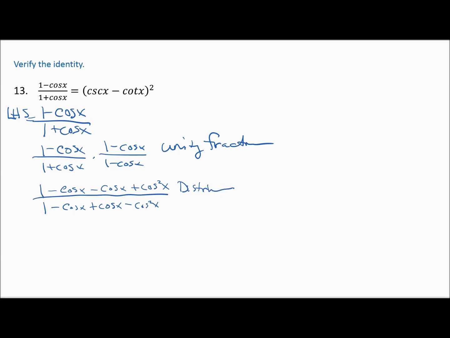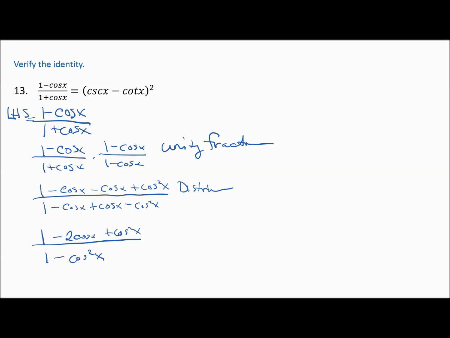Alright, now in the numerator, nothing cancels out. We're just adding like terms. So I got 1 minus 2 cosine of x plus cosine squared of x. In the denominator, those terms cancel and I get 1 minus cosine squared of x. Now, typically, when you multiply by a conjugate, it's so you'll have a square, and you can change that using the Pythagorean identity. So that is sine squared of x. The question is, do I actually want to replace that with sine squared of x? Would that do me any good?